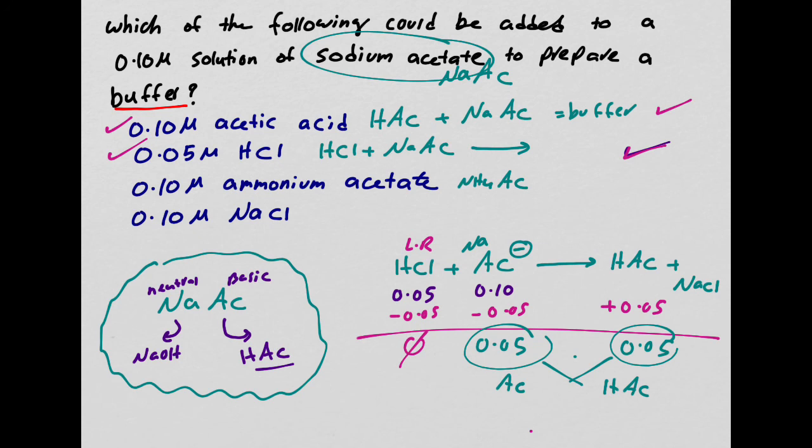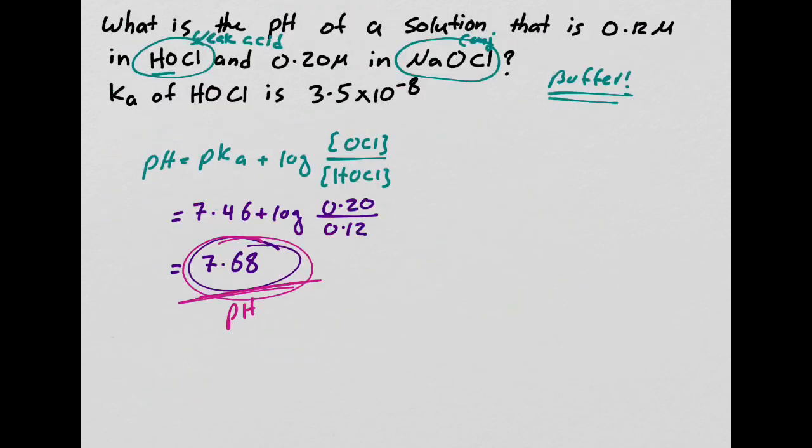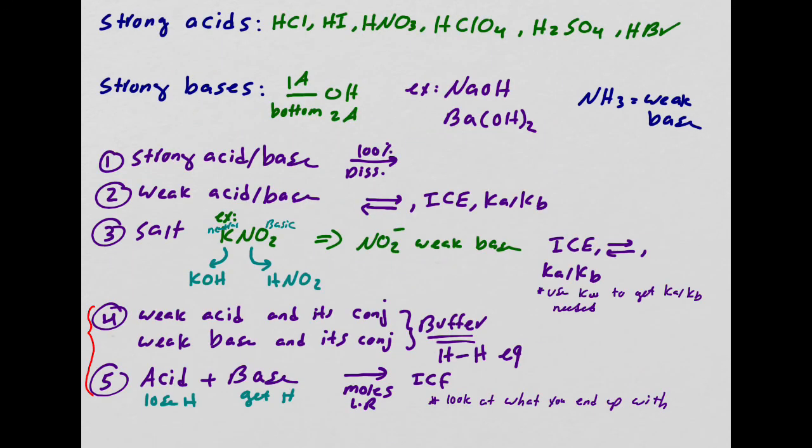So hopefully now you can identify what type of problem you have. I'm going to go back to this chart. Everything goes back to this chart. If you have one thing, see if it's a strong acid or strong base, or weak acid or weak base. If you have one weak acid or one weak base, you're going to do an ICE table. What if you have a salt? Figure out what type of salt it is. Is it a weak base or weak acid salt? And then go from there.